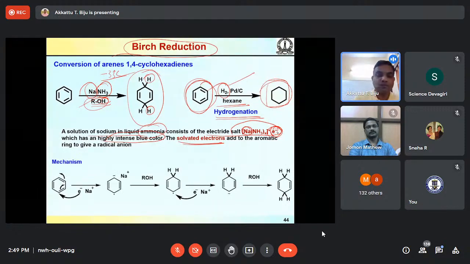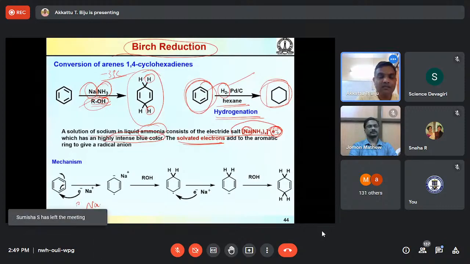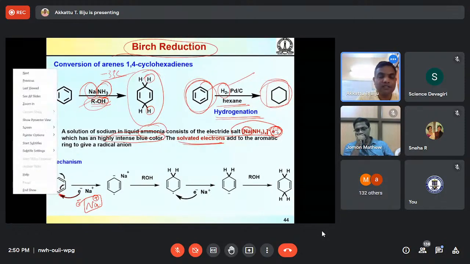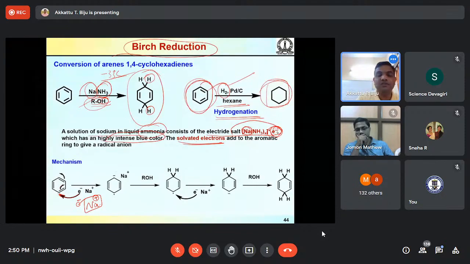Whatever electron is ejected from sodium, if you see sodium metal, this can be considered as an electron, and then Na will convert into Na plus. This electron ejected can add in a homolytic way to the aromatic system, thus generating a radical anion. Because of this polarization, here we get a negative charge, and here one electron transfer takes place. So this electron will be here as a radical and an anion, so we get a radical anion. And this radical anion will capture a proton.